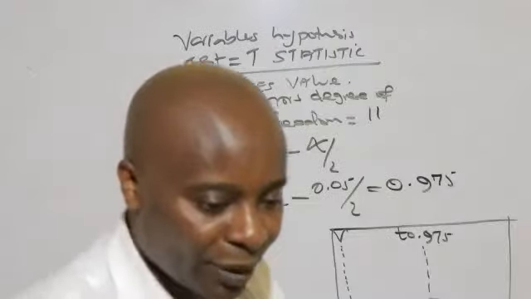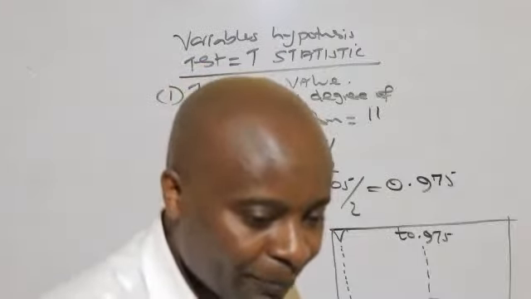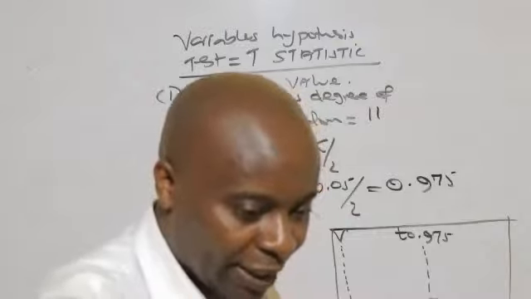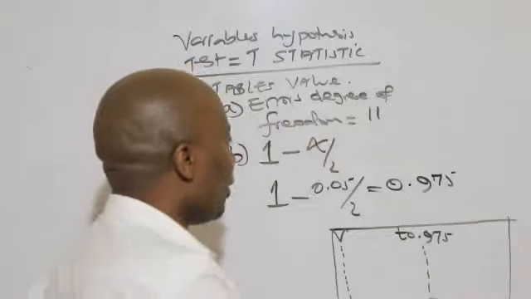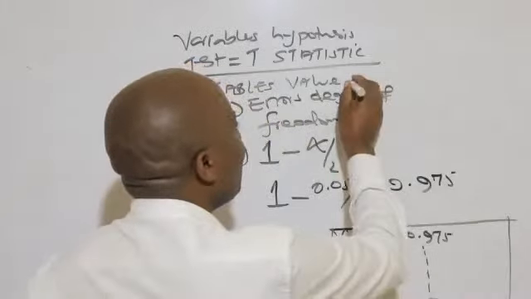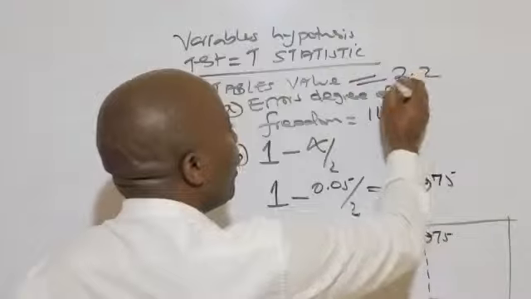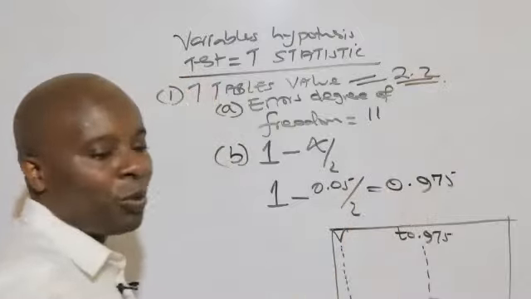And then you come here, you read for us the figure that you are able to see there. T.975, I'm being given great figures there, 2.2, 2.201, one and the same thing. So the T table's value is 2.2.